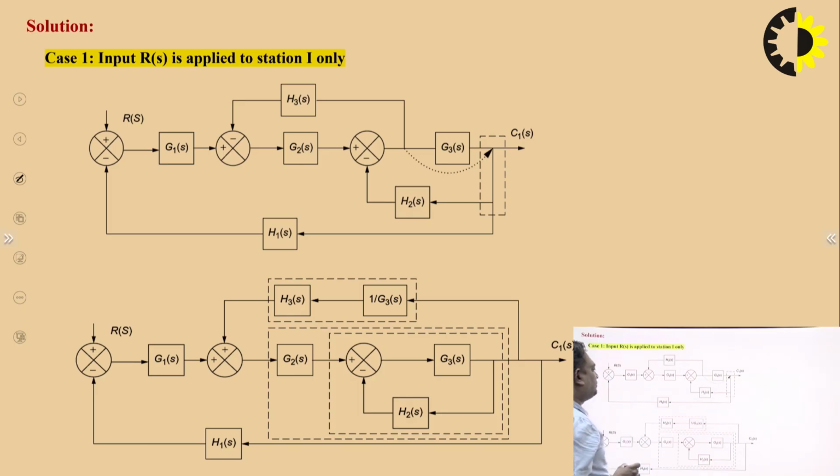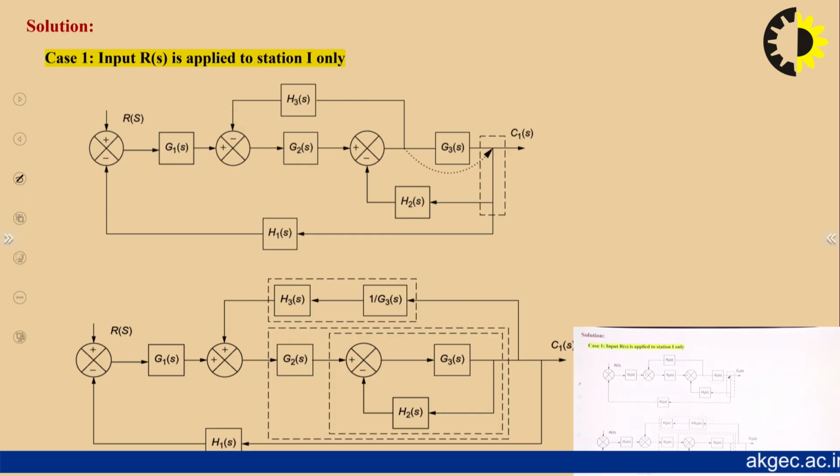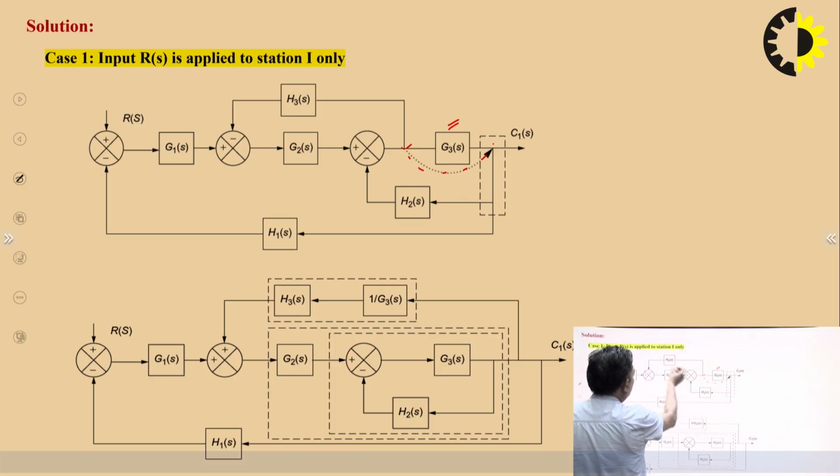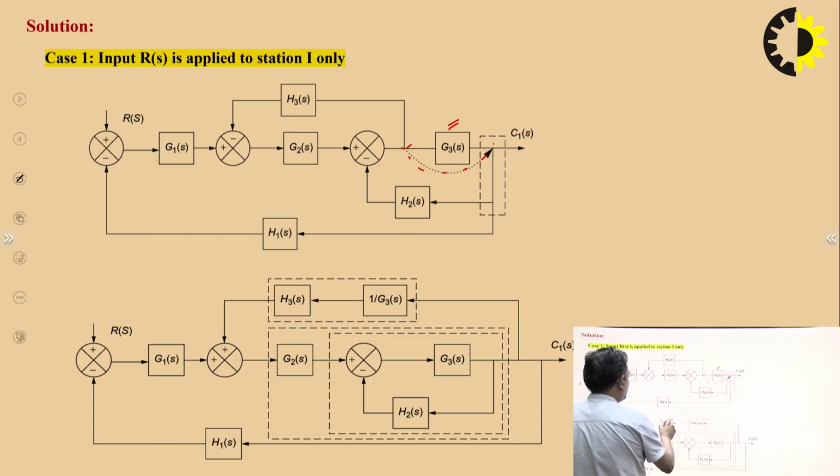Okay. Now what we are doing basically, you can see from here, we are shifting this takeoff point after this block. So whenever you are shifting the takeoff point after the block, what happens? The feedback path associated with this takeoff point will get divided by the transfer function of this block. Okay. So that is why divide, or you can say multiply by 1 by G3. So you can see that we have written this as H3(s) into 1 by G3(s). Okay. And the other things will remain the same for this particular step.